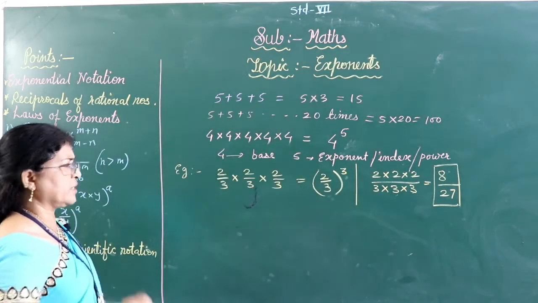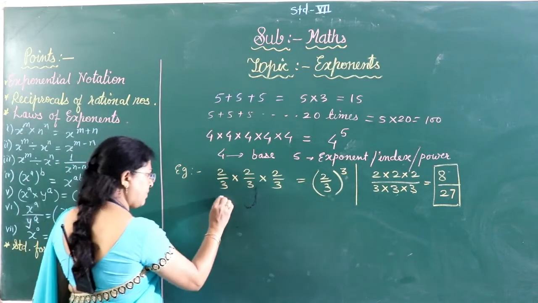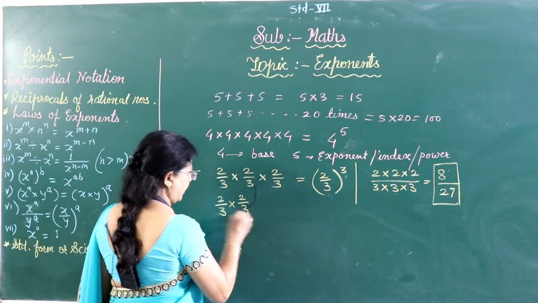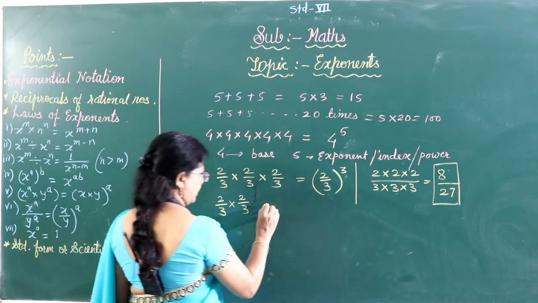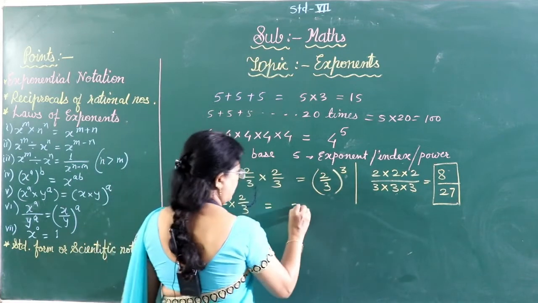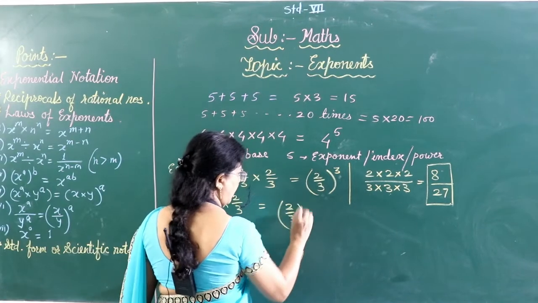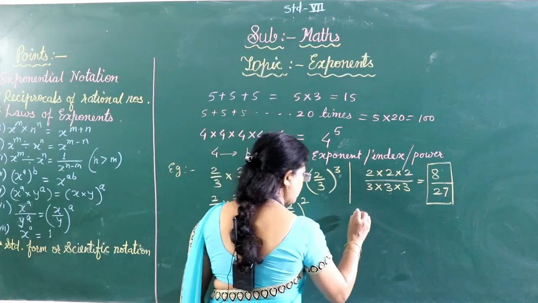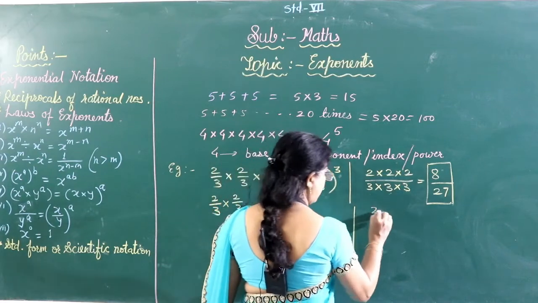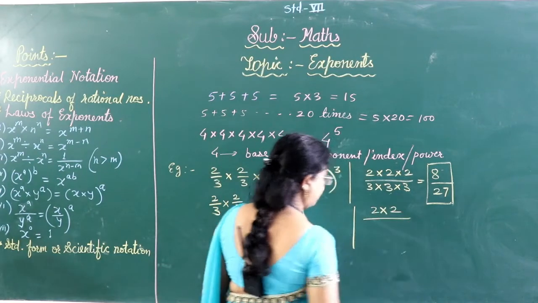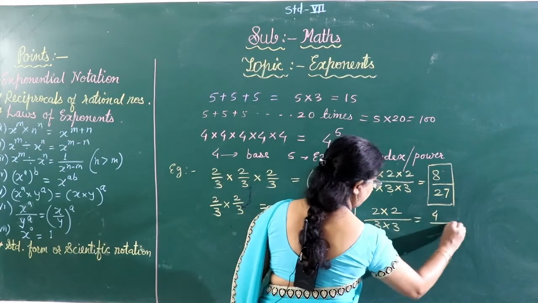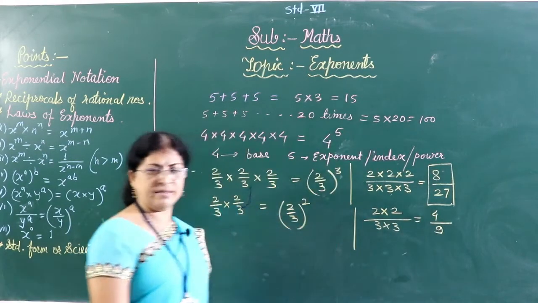Now suppose I take the same number, 2 upon 3 into 2 upon 3, 2 times. How will you express it? 2 upon 3 raised to the power 2, because it is repeated 2 times. Now if you solve this, how will you get the answer? 2 into 2, and 3 into 3. What answer are you getting? 4 upon 9. This is your answer, right?